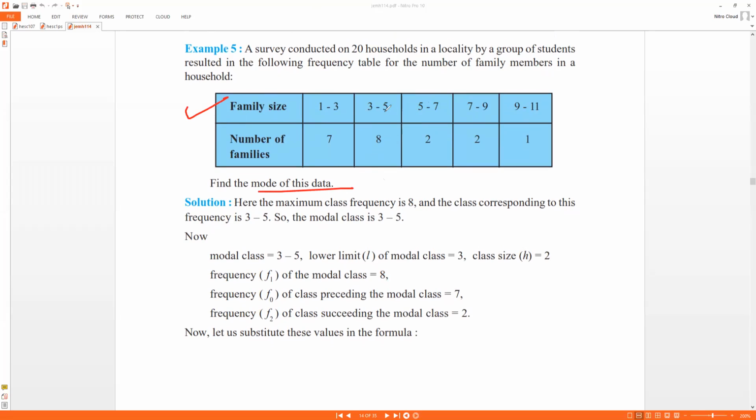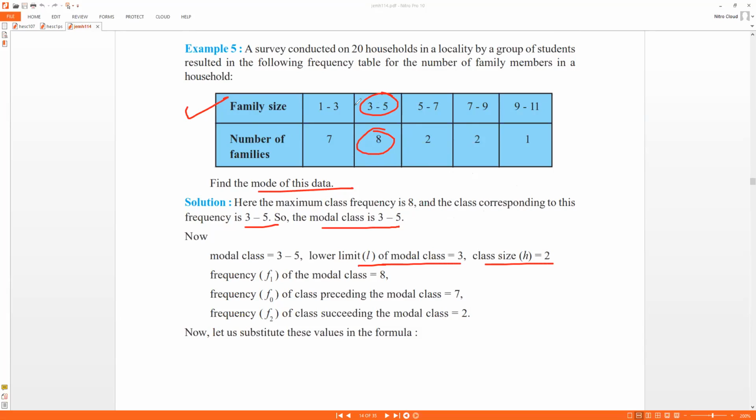So you can clearly see that 8 is the highest frequency out of this. So 3 to 5 is the modal class. हे दोन तुम्ही पटकन आयडेंटिफाय करायला पाहिजे, बघितल्या. ठीक आहे, ते करून टाकायचं. So here the maximum class frequency is 8 and the class corresponding to this frequency is 3 to 5. So the modal class is 3 to 5. Now we have to find the lower limit of the modal class, which is denoted by L, that is 3. Correct? 3 is the lower limit of the modal class.